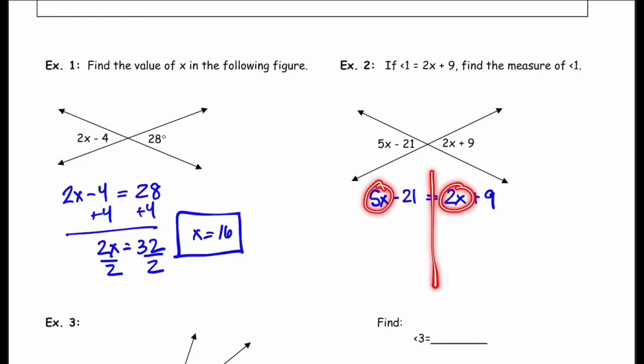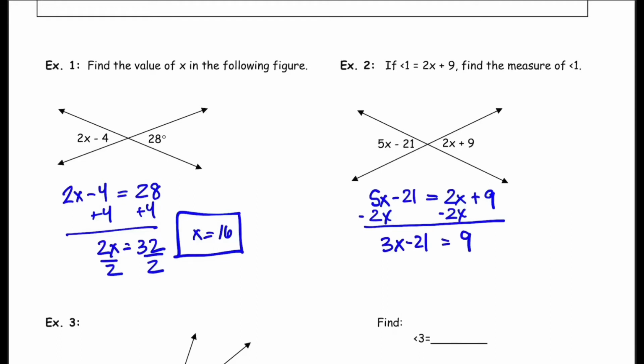So what I need to do is get the smaller one, that's my recommendation, and move it to the other side. So that means I'm going to subtract 2x from both sides. That gives me 3x minus 21 equals 9. Now I just need to move this to the other side. So I'll do the opposite, add 21. That gives me 3x equals 30, divide by 3. And I've got x equals 10.